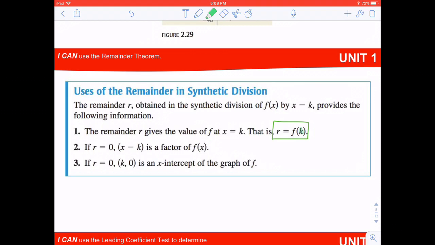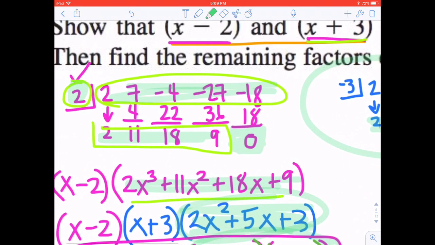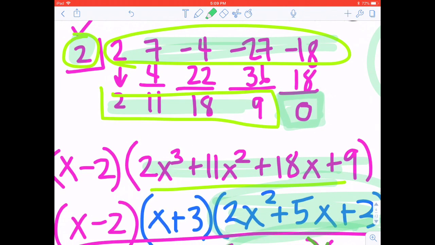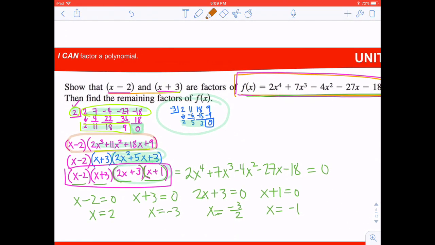Secondly, when the remainder is equal to 0, we were able to determine that x minus k is a factor of the function. So for example, here, because we determined that our remainder was 0, then we are able to create this first line here that says x minus 2 times the rest of that coefficient is a factor, or are factors of our original polynomial.